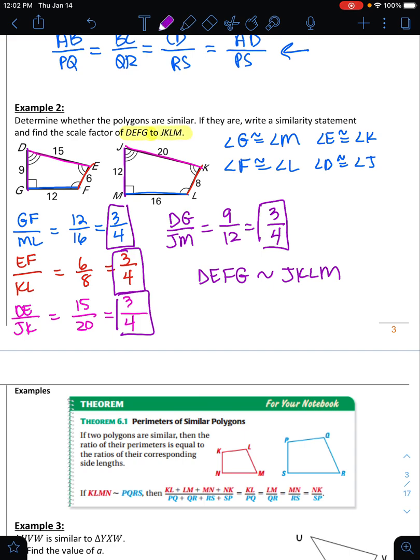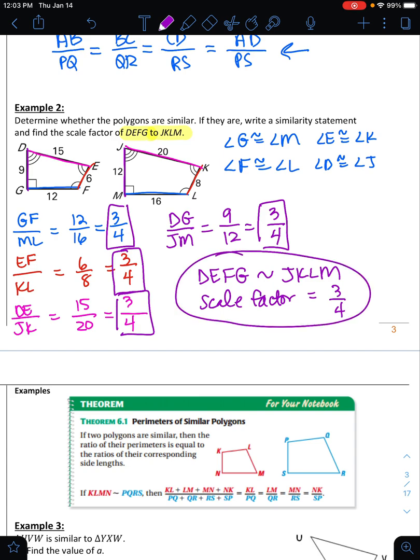When it specifically says from this one to this one, I'm going to make sure that DEFG is in the numerator, and then JKLM. So my 3/4 is set up that way. So that is my scale factor. So the scale factor is 3/4. All right, so when you are determining if it's similar, then you are most likely calculating the scale factor.